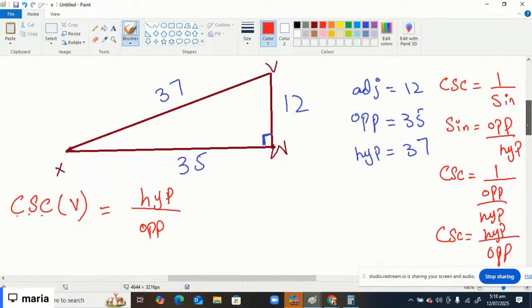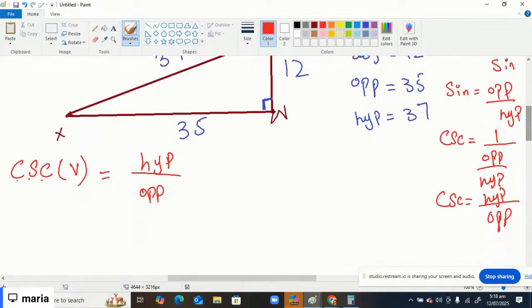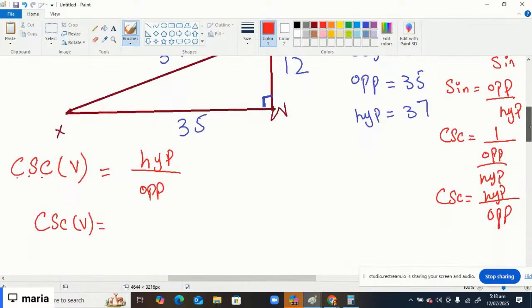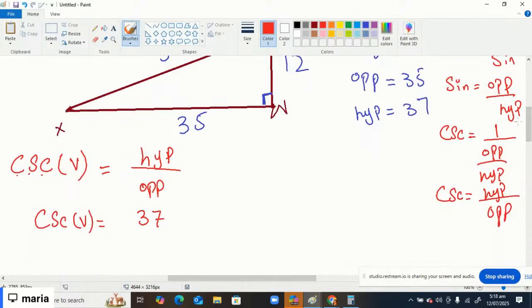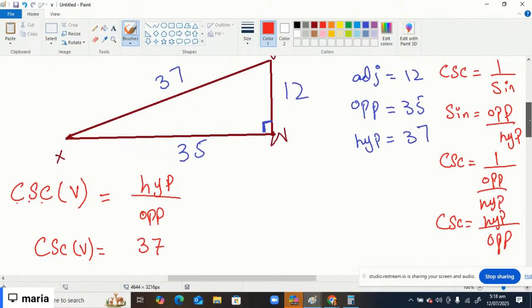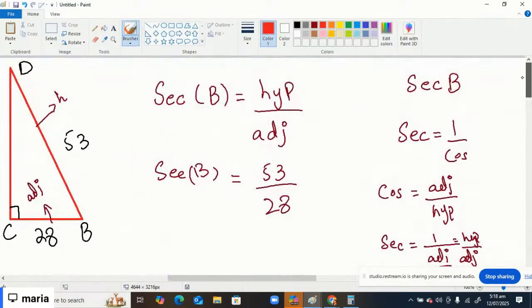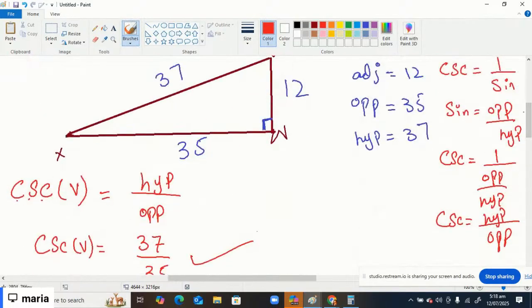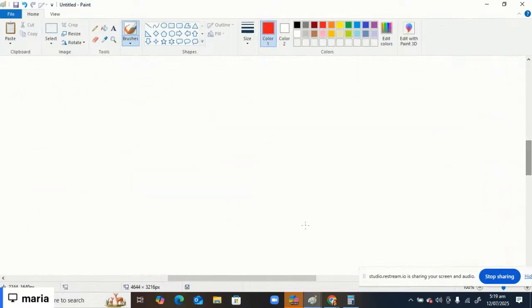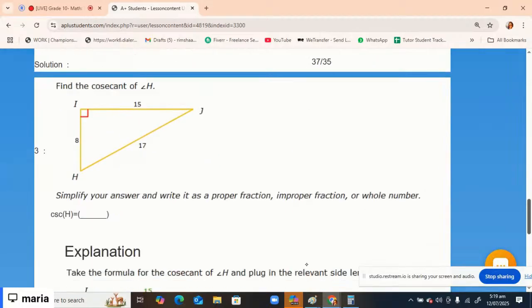So what is hypotenuse? Cosecant of V is equal to hypotenuse, which is given as 37, and opposite is given, which is 35. So here is the answer. Okay, this is the way that we do it. This is the cosecant and secant. Let's do one more question related to this.